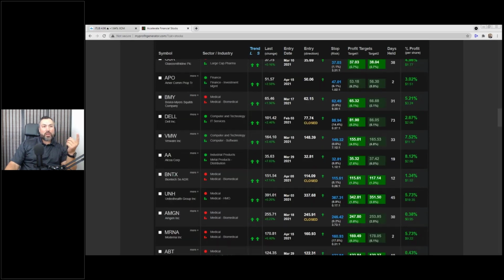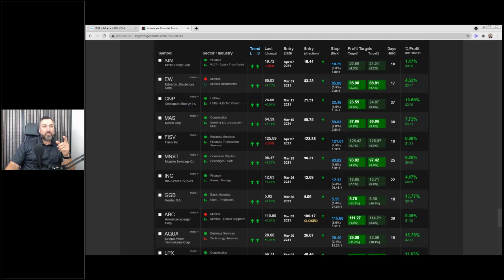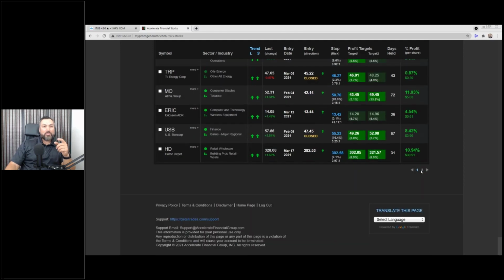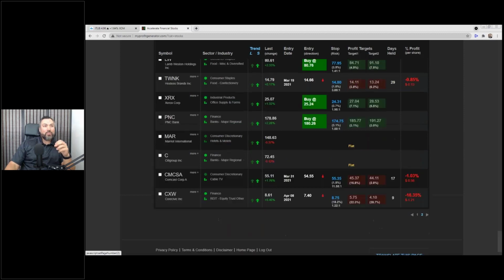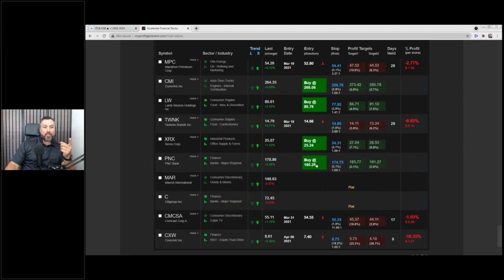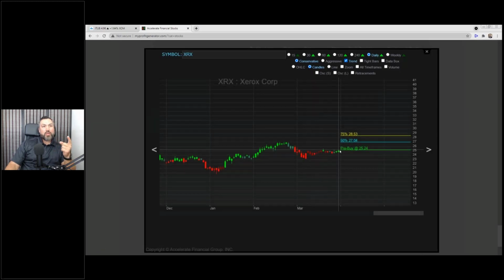So what I'm looking for in a list like this are signals that look like, where are you at? Page 2, there's 181. So let me go to the second page. I'm looking for these. You see how it says buy, buy, buy, buy. So let's look at Xerox, okay? I'm going to pull up our chart here. This pending breakout is what I want to see, okay?